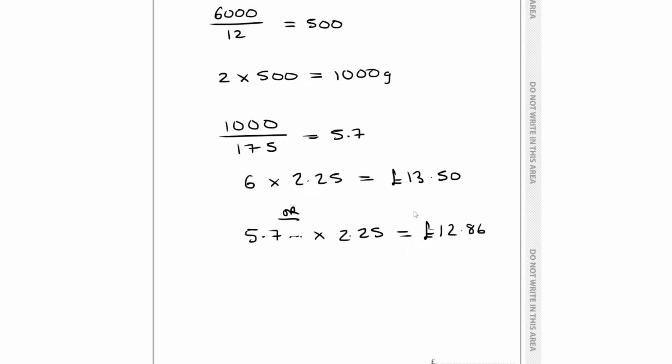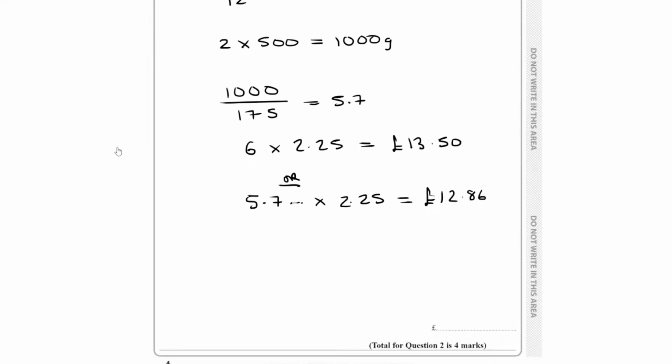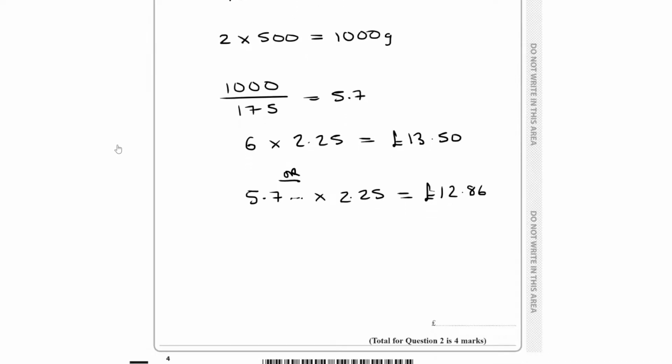As long as you got either 1350 or 12.85 or 12.86, then they will give you the full marks for that. And that one was 4 marks. So yeah, that's just kind of general maths, isn't it? We've seen this before. Even when the question said to round it, it still allowed you to not round it, didn't it? So I feel like it doesn't really matter in that sense.